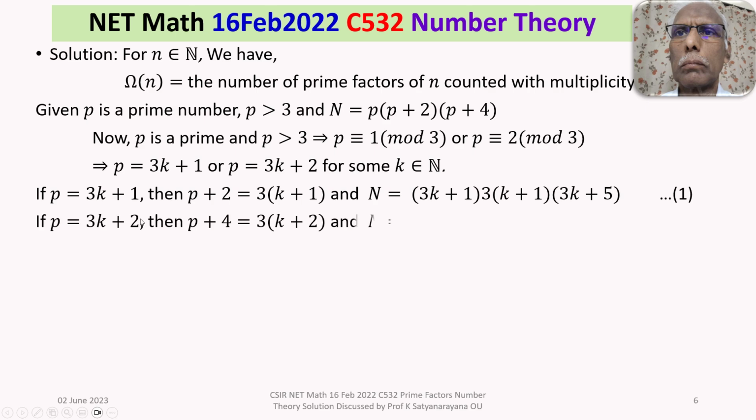If p is equal to 3k plus 2, p plus 4 is 3k plus 2 plus 4, that is 3k plus 6, that is 3 times k plus 2.